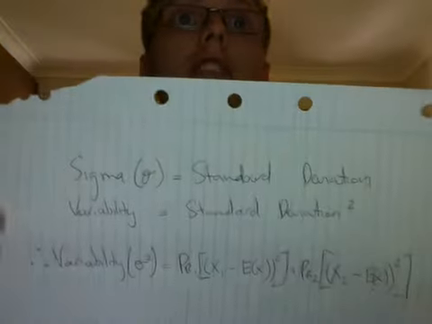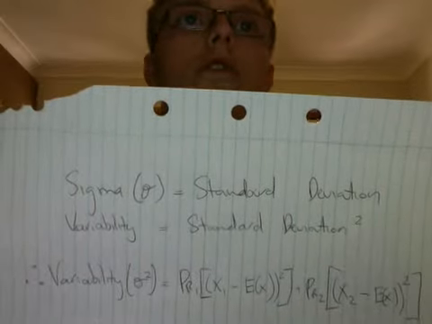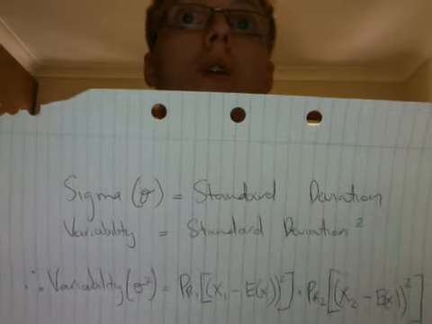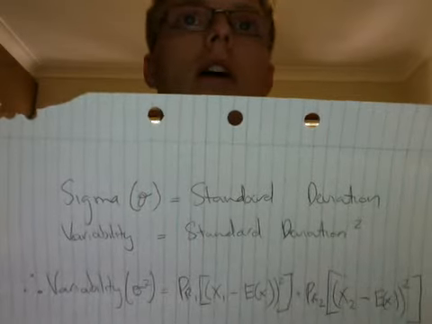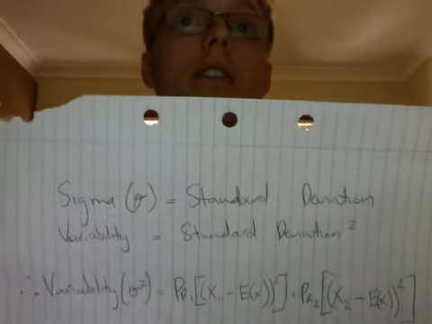This means that if we are given two choices and one has a high variability, we say that it is a higher risk. To calculate variability, we do the following. Given that sigma equals standard deviation, variability equals standard deviation squared. So therefore, variability equals probability of event 1 multiplied by income 1 take expected value squared plus probability of event 2 multiplied by income 2 take expected value squared.